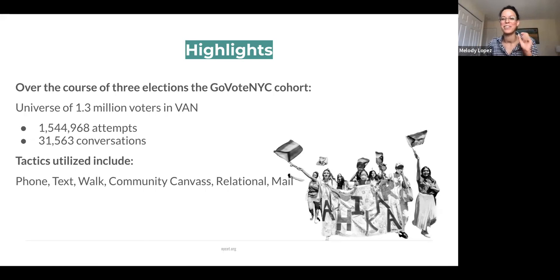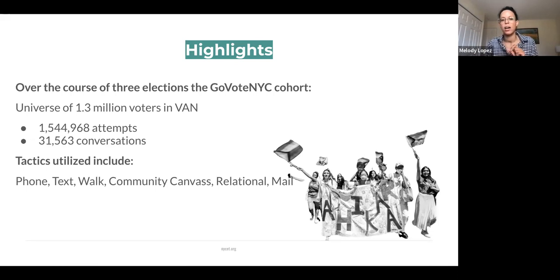So what we have in terms of the targeted voter outreach is a universe of 1.3 million voters that were reached out using these tactics, and about 1.5 million attempts. So that's a reflection, like I said, of those phone calls, those door knocks, and also there's a couple of other ones. I think phones and text and walking are pretty self-explanatory, but a few other ones that are not so obvious.